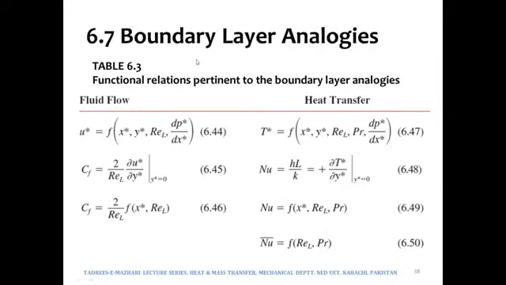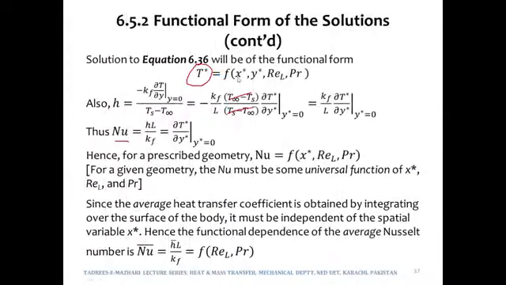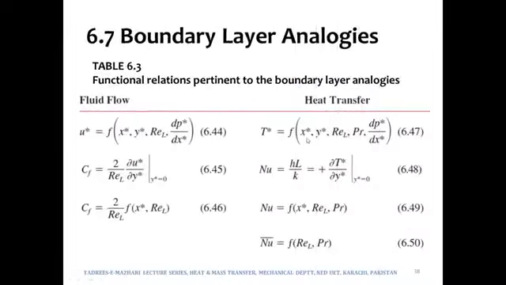So over here you can see the headings: fluid flow and heat transfer. This is what we saw a couple of slides earlier, and this is what we saw on the last slide. Again, having dp by dx or not having dp by dx will not make any difference. So u star would be a function of x star, y star, and Reynolds number, whereas in case of temperature, it would be x star, y star, and Reynolds number along with Prandtl number.